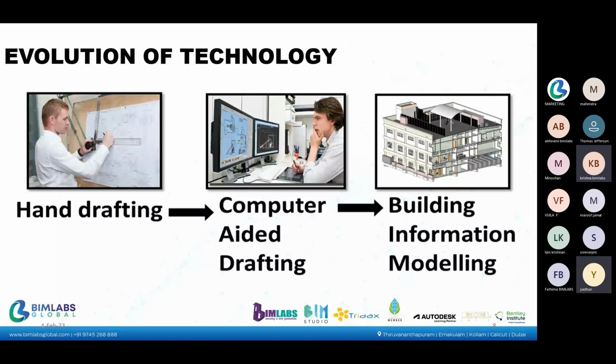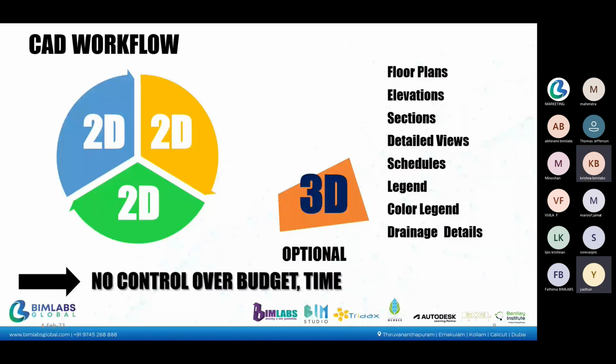So about the CAD workflow: here we can do all the 2D things. We can do floor plan, elevation, section, detail view, schedules, everything. CAD 3D is also there, but it's an optional one. But we don't have any control over budget or time. That project management part, we can't do anything using CAD. No, we don't have any control over that.